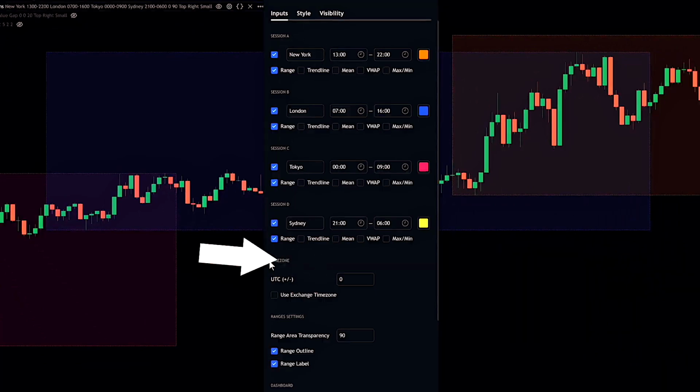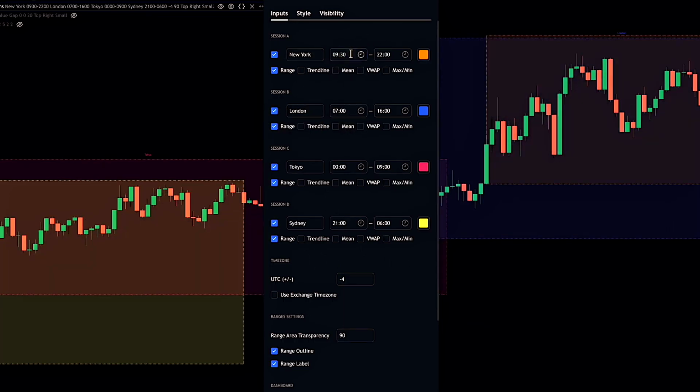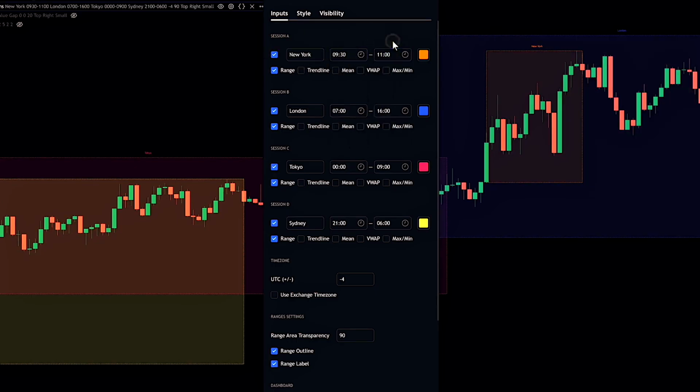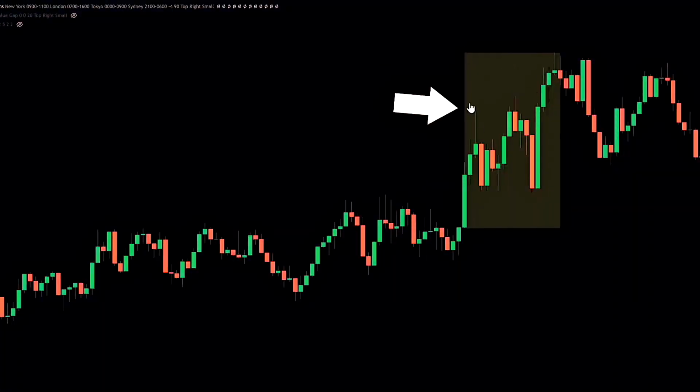Open the indicator settings, change the time frame to New York's, which is UTC-4, and input 9:30 a.m. as the New York open time. Then add 1.5 hours, taking us to 11 a.m. This will be our trading window. Uncheck all unnecessary options. Change the color to something more visible like yellow or any other color to your preference and hit OK. Now our session window is set.